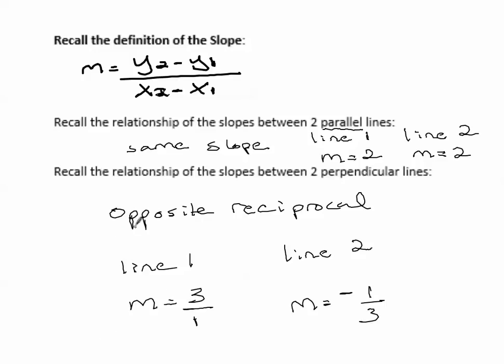Okay, so opposite means one line has a negative slope, one line has a positive slope. Reciprocal means that we're going to flip this fraction over. The numerator becomes the denominator and vice versa.